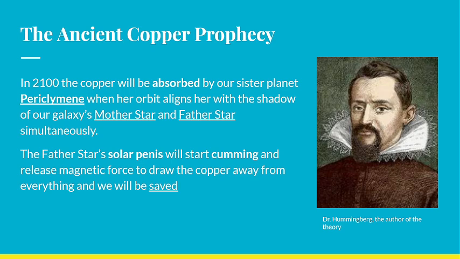But when the father star's solar penis just starts ejecting its solar semen into space, the magnetic force that it creates will draw out the copper, and it will all be absorbed into Periclymene. I just can't say that. I just keep tripping up every time I try to say it. It's pretty tough. Yep. But we're gonna have to get used to saying that name because that will be the savior of our planet and of our people. Yep.